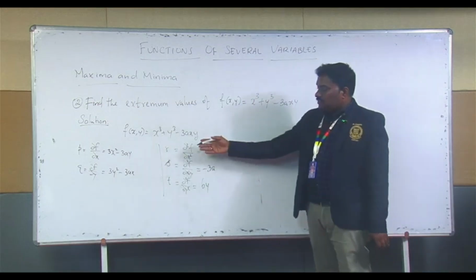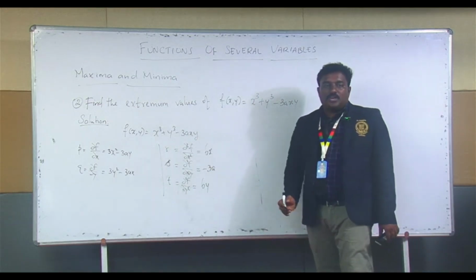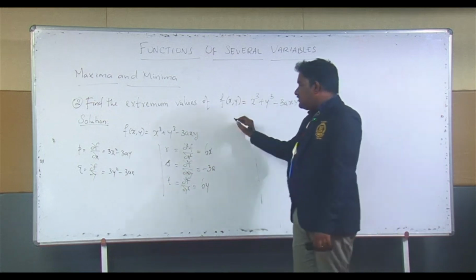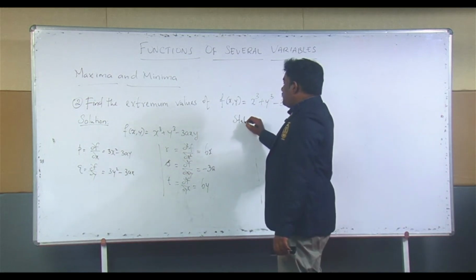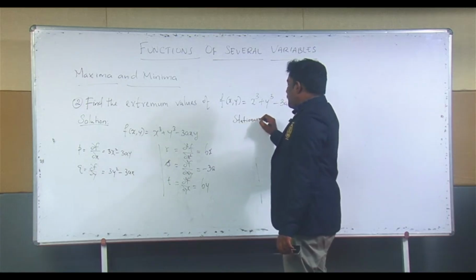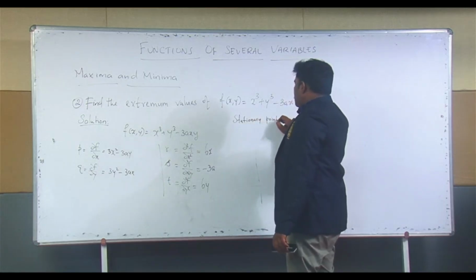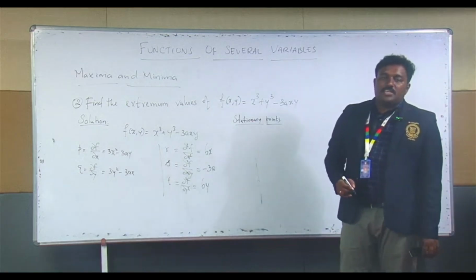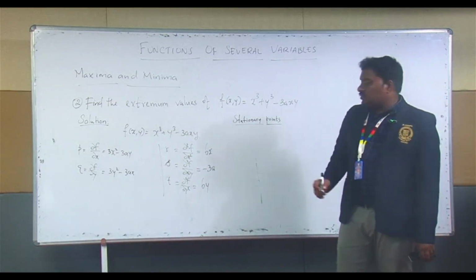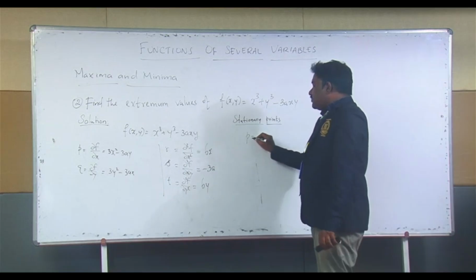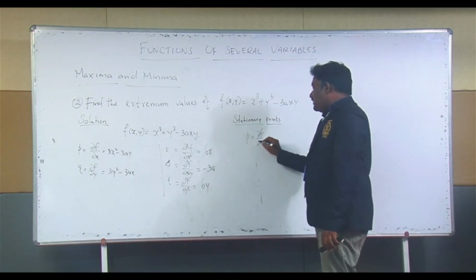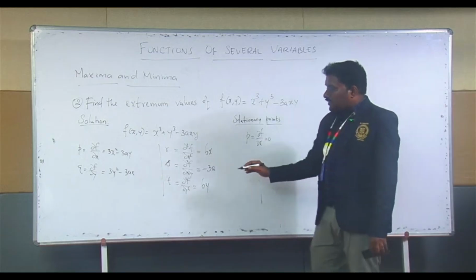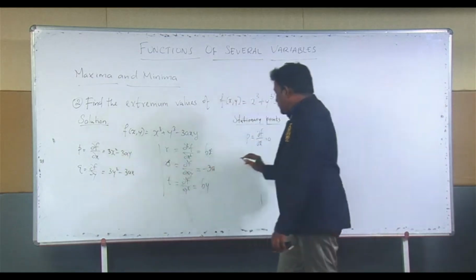So, these are the values of p, q, r, s, t. After finding this, we have to go for the stationary values. The stationary points are the points in which the differentiation gets 0. So, we make p equal to dou f by dou x, that is equal to 0.